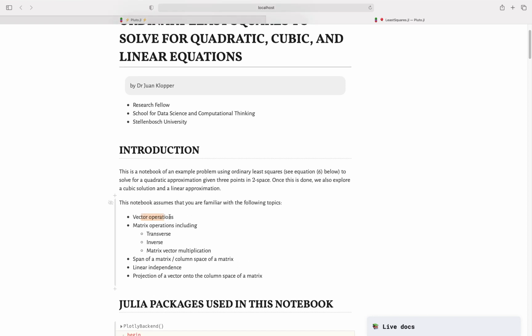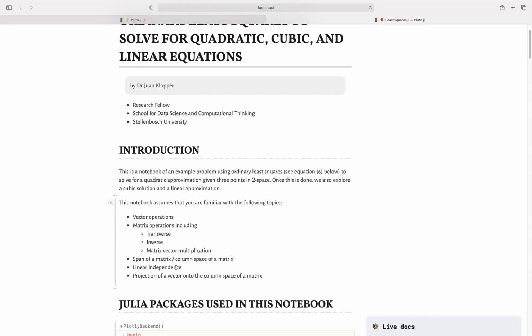Vector operations, as you can see there, specifically adding vectors, vector addition. Matrix operations, and that includes taking the transpose of a matrix, taking the inverse of a matrix, and when you can take the inverse of a matrix when it exists. Matrix vector multiplication. Importantly, the column space of a matrix. I'm going to show you a little bit of a schematic just to remind you what that's all about.